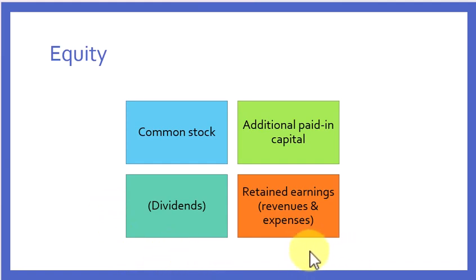And the last element here of equity is our retained earnings. And this is basically going to represent an accumulation of the company's net income or net loss since the beginning of the business. So it's going to be an accumulation of all revenues and all expenses incurred by the business since the inception.